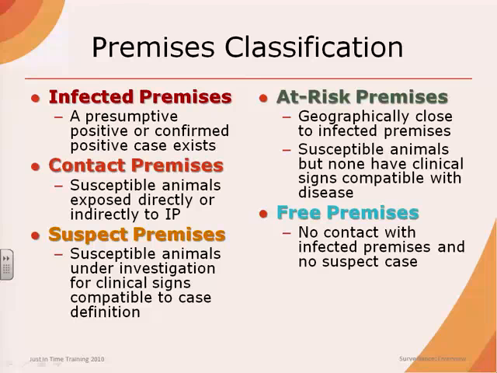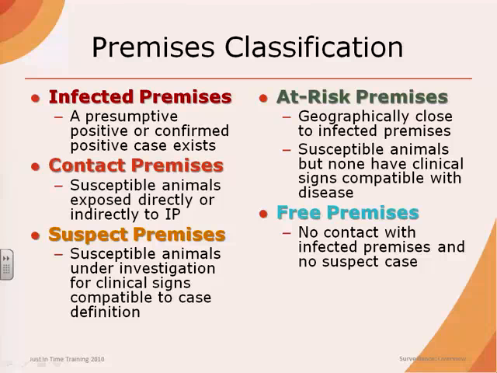Based on the classification of a particular case, the premises housing the tested animals will also be classified. Premises may be classified as infected, contact, suspect, at risk, or free. These designations are important as they will determine the response activities required to contain and further control the spread of the disease, such as quarantine or depopulation. It can also have trade implications, locally or internationally.